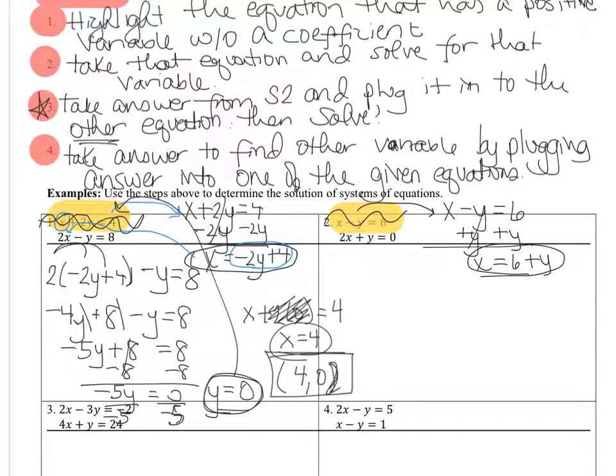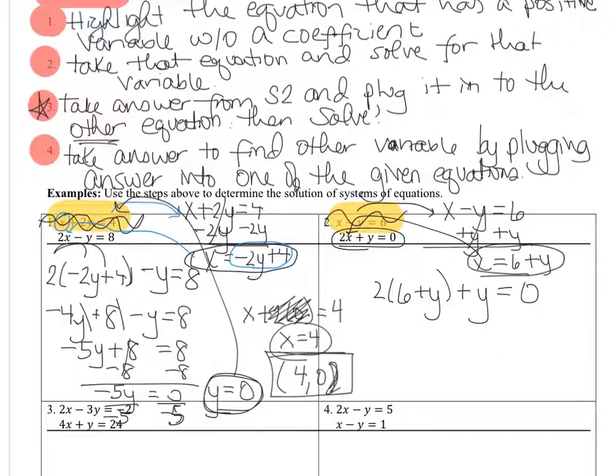Step 3, take my answer, which is 6 plus y, and every time I see an x in my second equation, substitute it in. So I'm going to take this equation, and every time I see an x, I'm going to plug in parentheses 6 plus y. So I see a 2, I see an x, open parentheses, drop in 6 plus y. I see a plus, I see a y, I see an equals, I see a 0.